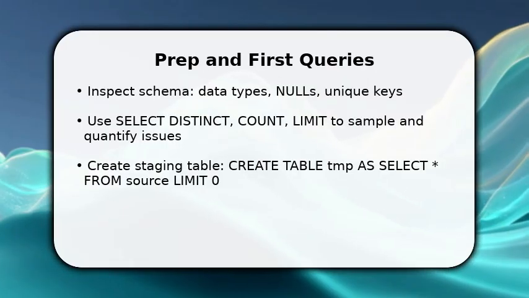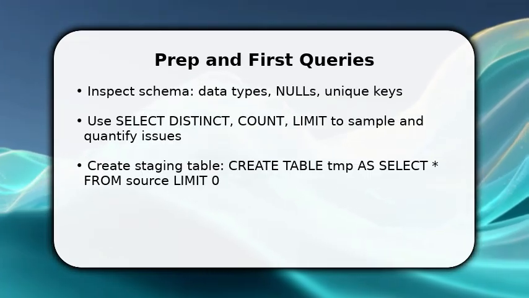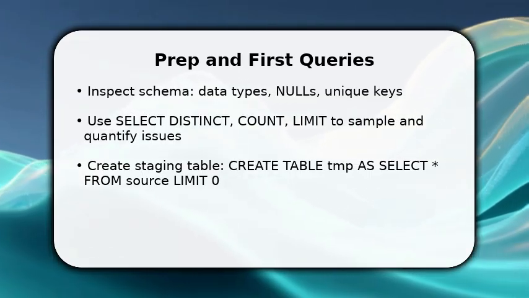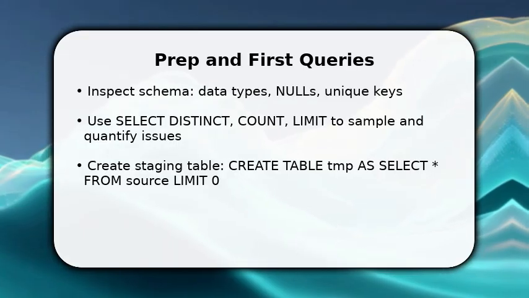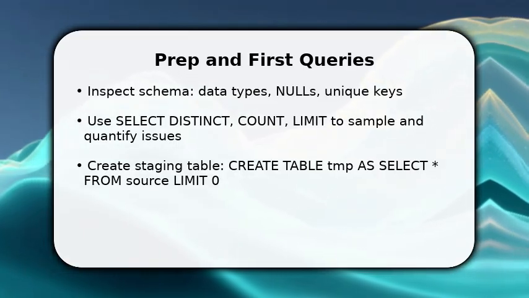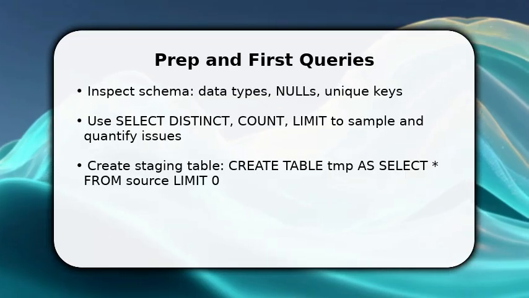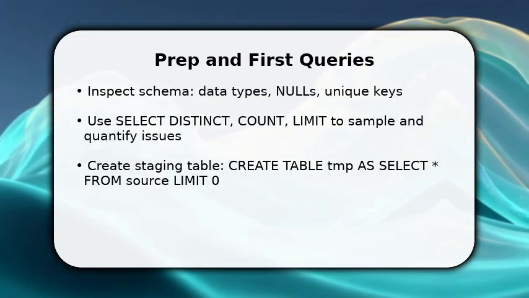You start by sampling and quantifying problems so you know what to fix. Run select count, select distinct, and limited queries to find nulls, duplicates, and bad types. Once done, create a staging table or temp view to work safely.